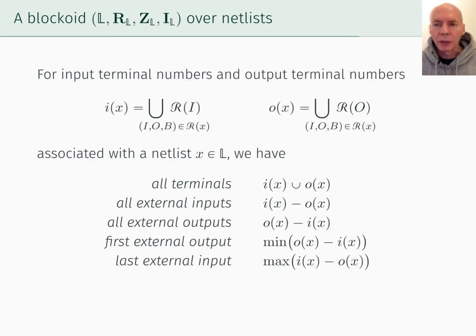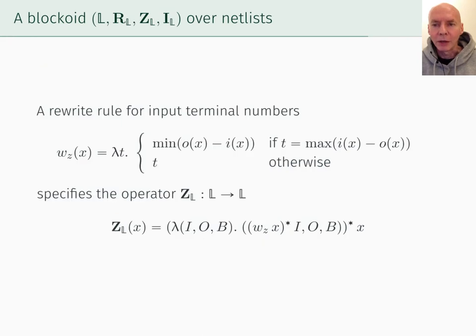To make the rest of this a little bit easier, we can temporarily write I of x for the set of all input terminal numbers appearing anywhere within a netlist x, and O of x for the set of all output terminals. We can combine these terms in various ways to express things like the first externally visible output or the last externally visible input. Then we can easily define ZL of a netlist x in terms of a rewrite rule applied to every input terminal number in x that rewrites that number to the first output if it just happens to be the last input, but otherwise leaves it the same as it is.